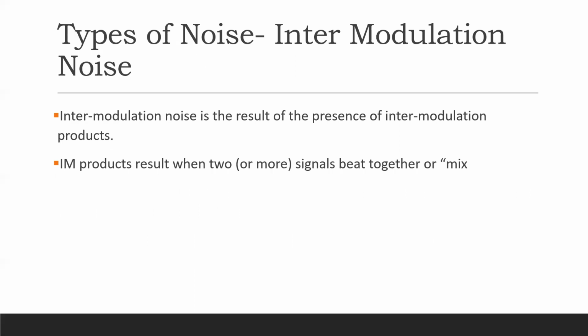The next type of noise that we shall be looking at is intermodulation noise. Intermodulation noise is a result of the presence of intermodulation products. If 2 signals of frequencies F1 and F2 are passed through a non-linear device or medium, the result will contain intermodulation products that are spurious frequency energy components. These components may be inside or outside the frequency band of interest for a particular device. Intermodulation noise products result when 2 or more signals beat together or mix.